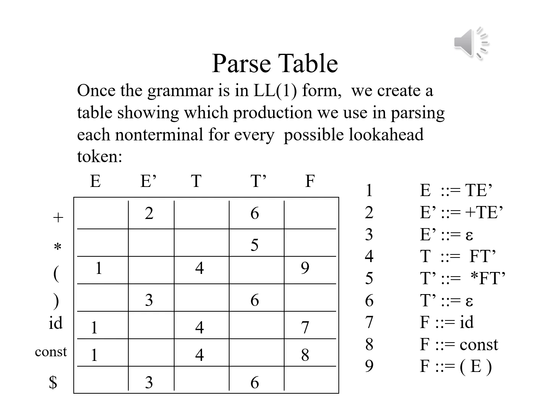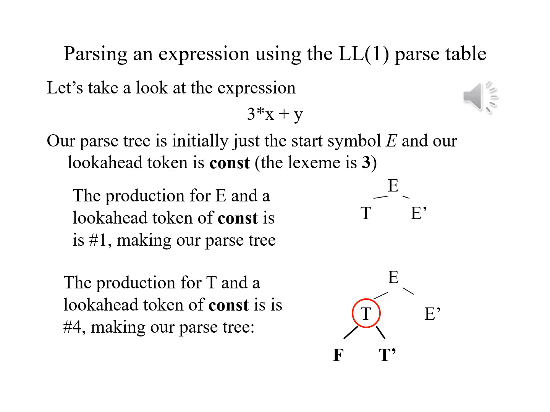All the tokens, whether they ever appear at the beginning of a right sentential form or not, have to be represented here, just in case we reach one and it turns out to be by mistake. We're going to parse the expression 3 times x plus y. Our parse tree initially will be simply the start symbol, which is E. Our look-ahead token is constant.